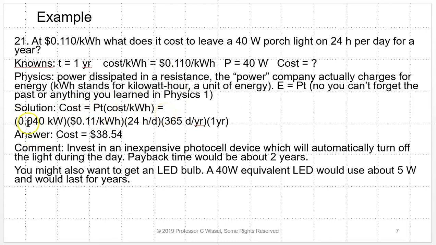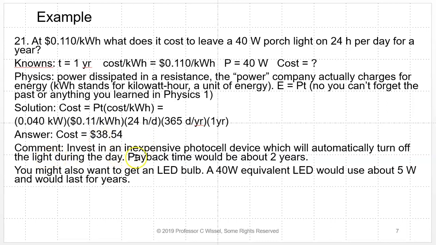So it's 0.040 kilowatts, that's the 40 watts converted to kilowatts, times $0.11 per kilowatt hour, times 24 hours per day, times 365 days per year, times 1 year. If you check the units, they cancel out correctly and leave you with dollars. Cost is $38.54. Now, this is pretty high.